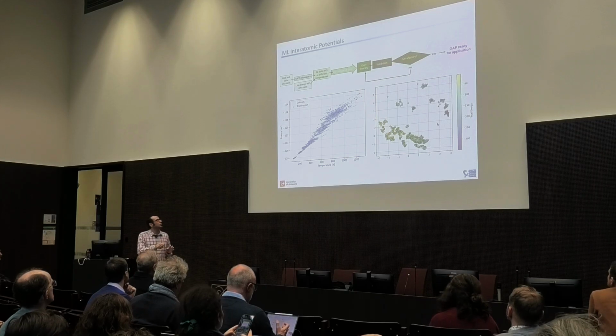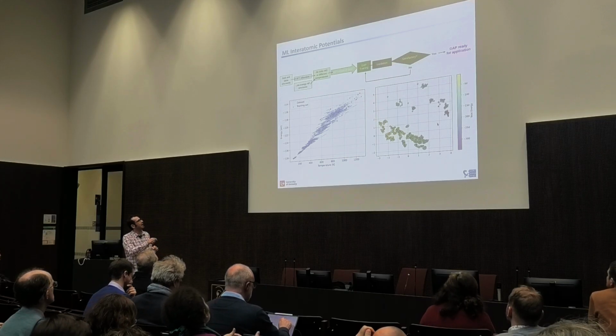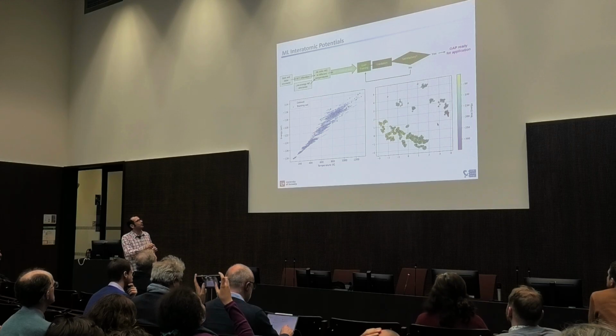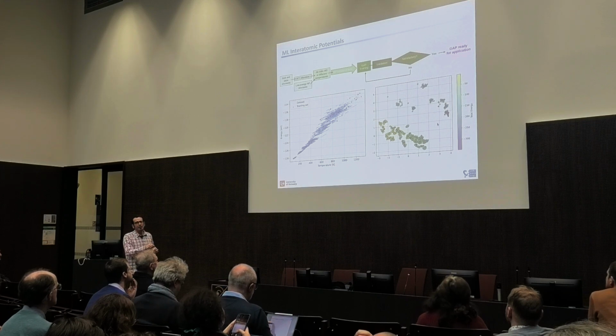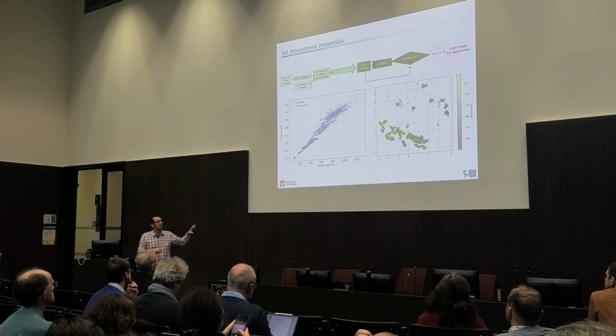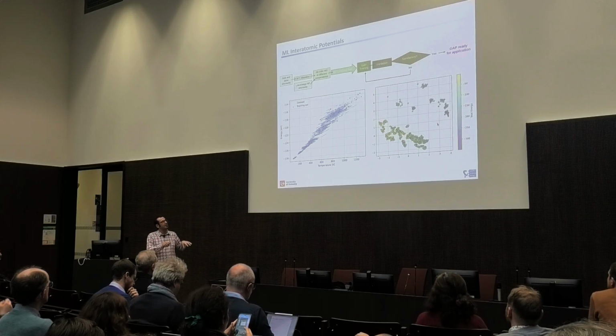To do that, you should first generate data. This is the energy spectrum of different particles. You should first generate data. You should select different particles from your energy space, and train a machine learning potential.